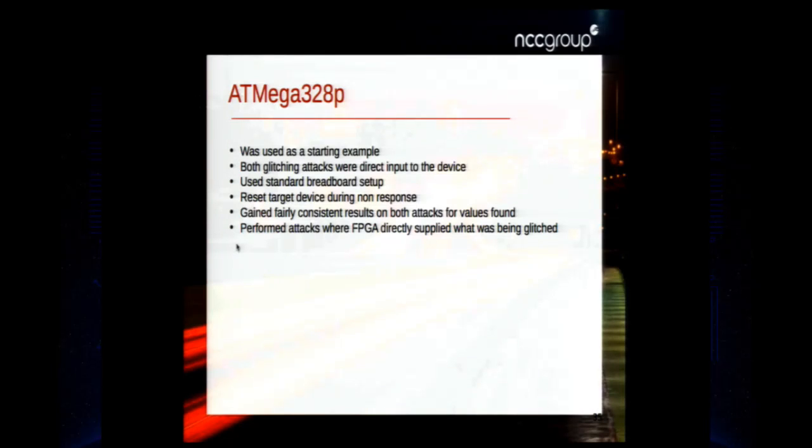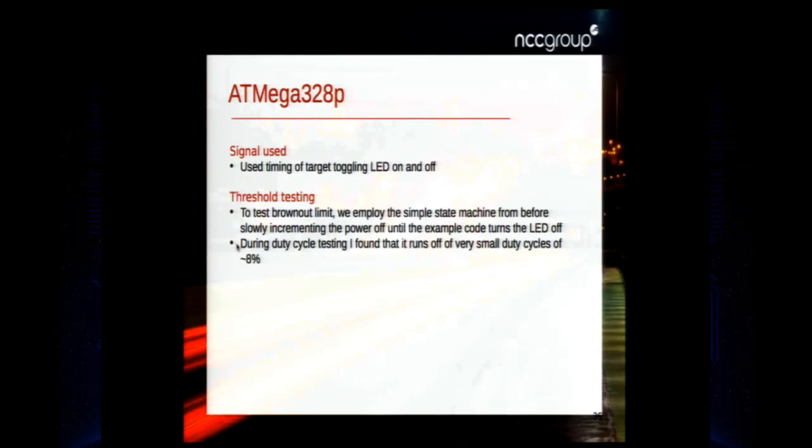For the glitching attacks, I directly supplied what I was attacking to the device, and I only reset the device when it actually didn't respond back. That helped me get more consistent results. The signal I used for both of them was the toggling of the LED on and off. That was the main test case that I observed to set my delay ranges.